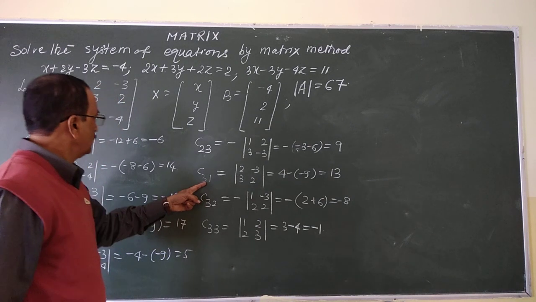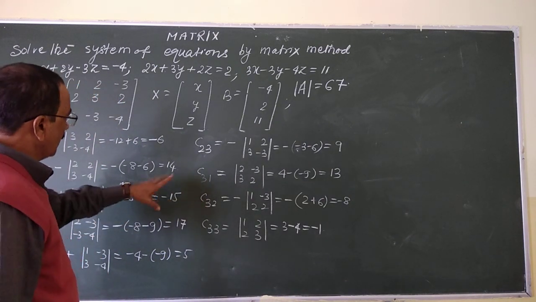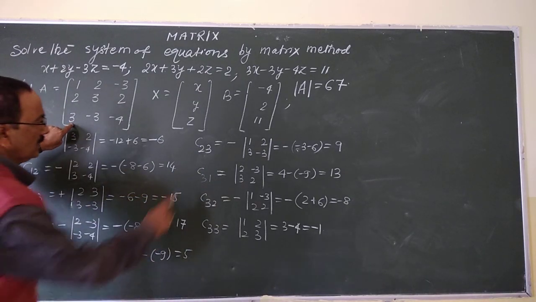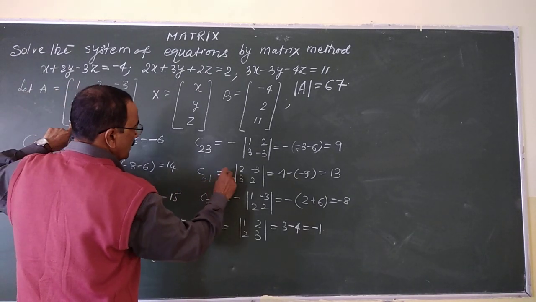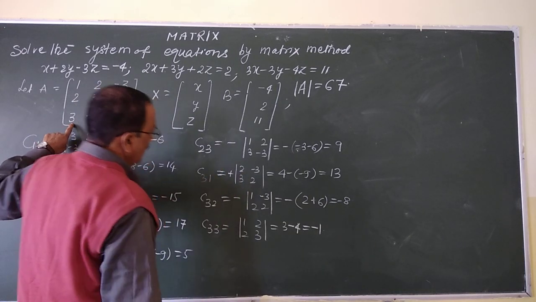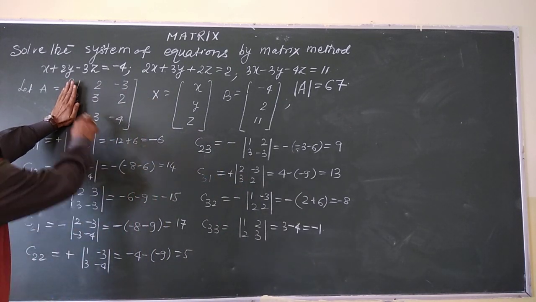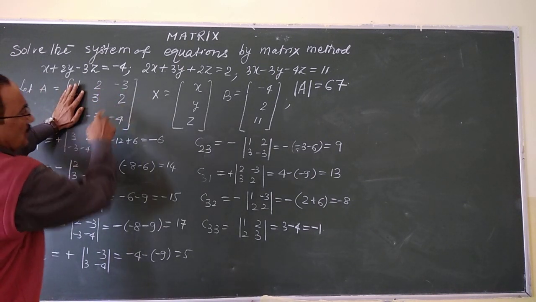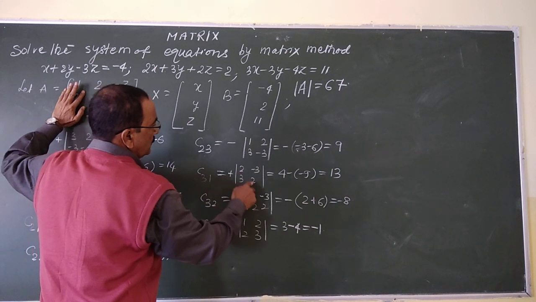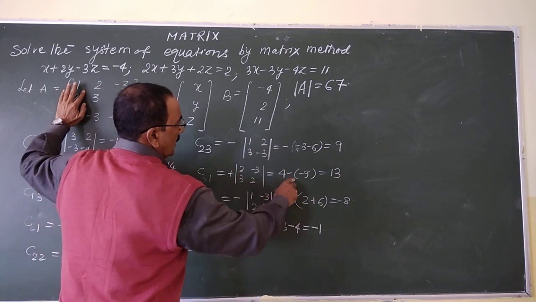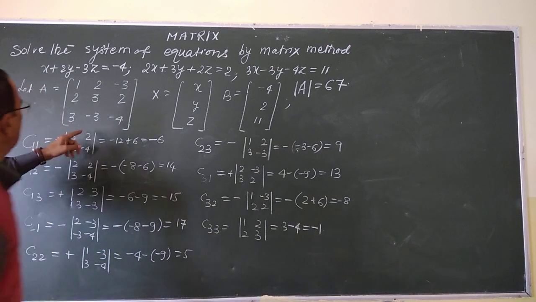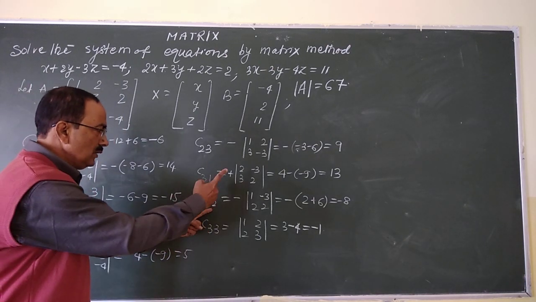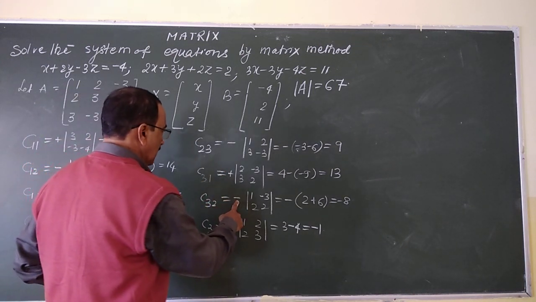3 1 is the cofactor of the element which lies in the third row and first column. 3 plus 1 is 4, so minus 1 to the power 4 will be positive. We are taking it positive. Close this row and this column: 2 minus 3 3 2. So 4 minus 9, so 13. Then 3 2: 3 plus 2 is 5, so minus 1 to the power 5 will be negative. So we are taking a negative sign.